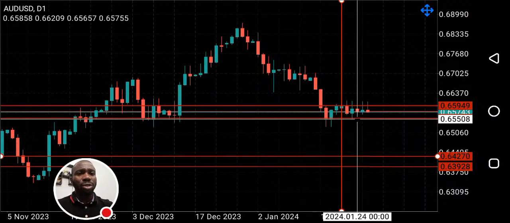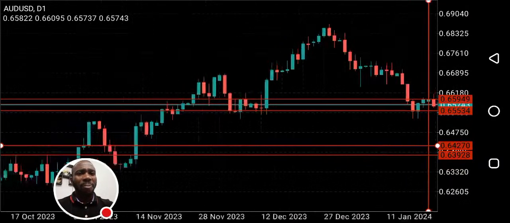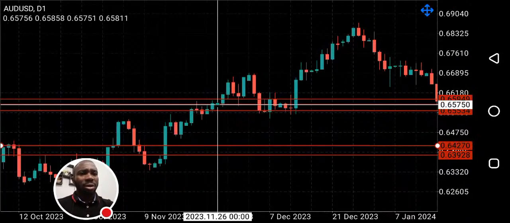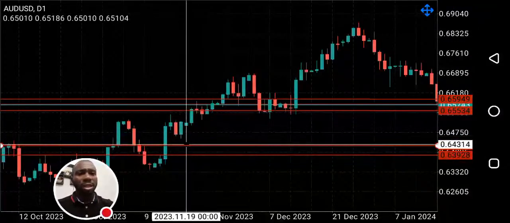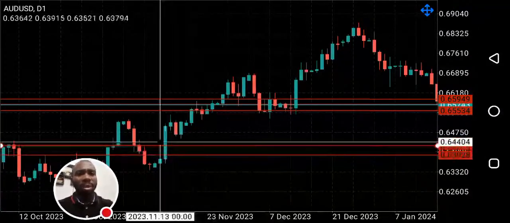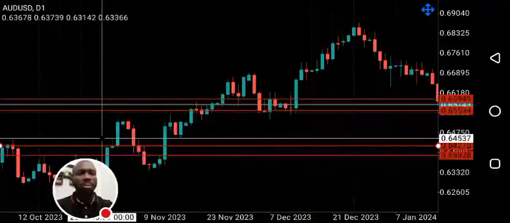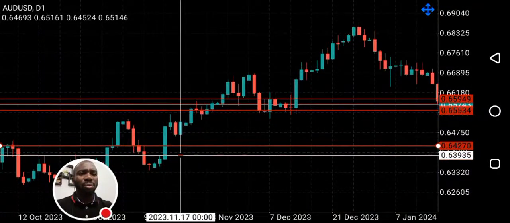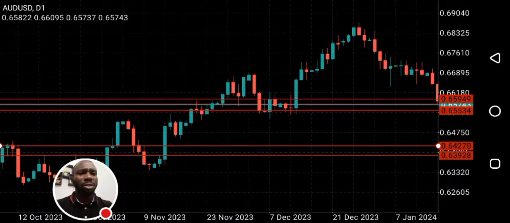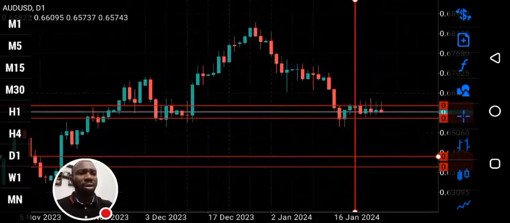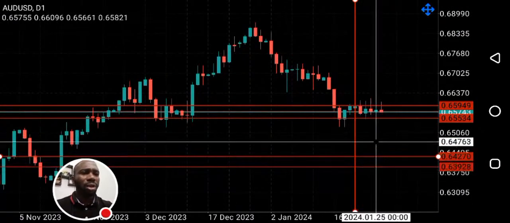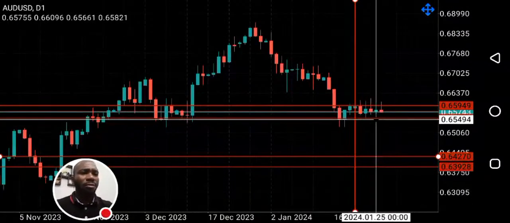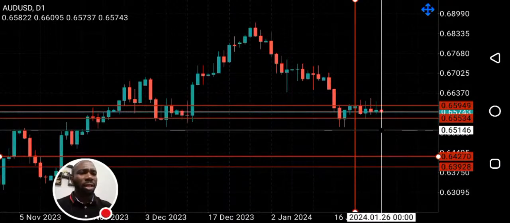And if this support is broken, there is a high probability that Australian dollar USD will aim for this next one. We have a fair value gap here and we had a resistance that became a support. So it's possible for Australian dollar USD to drop to this next support zone or demand zone if a 1 hour or 4 hour candle closes below that zone. That's my take on Australian dollar USD.